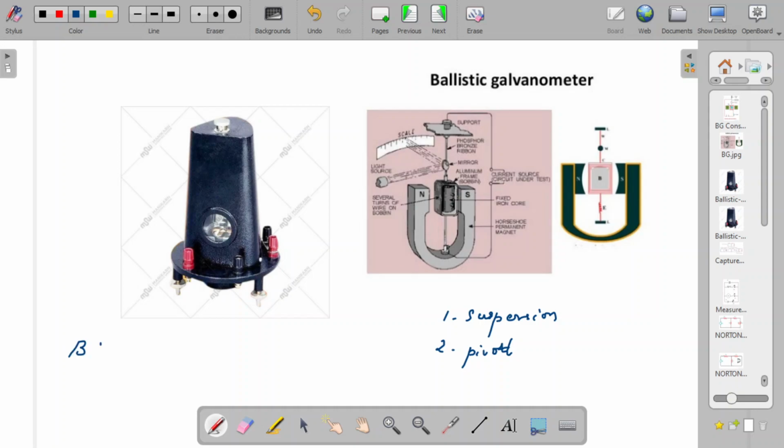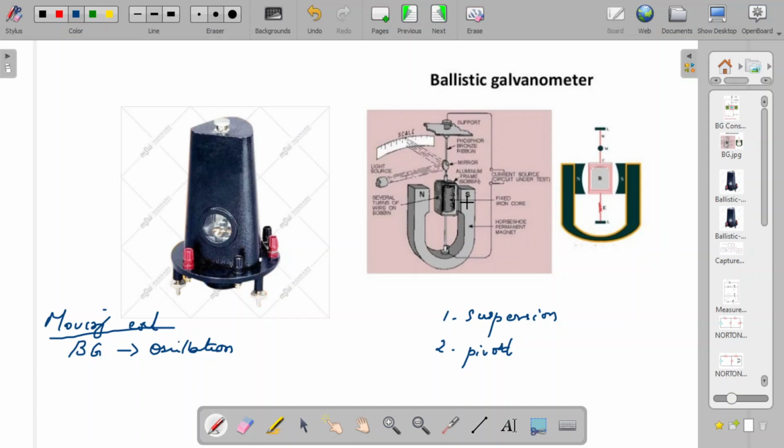Commonly I can say they are all moving coil galvanometers, where everywhere the coil moves inside a magnetic field, and that results in the deflection. But for a moving coil galvanometer to be a BG, it has to produce oscillations, right? Charge flows for some time, and then the mirror will oscillate.